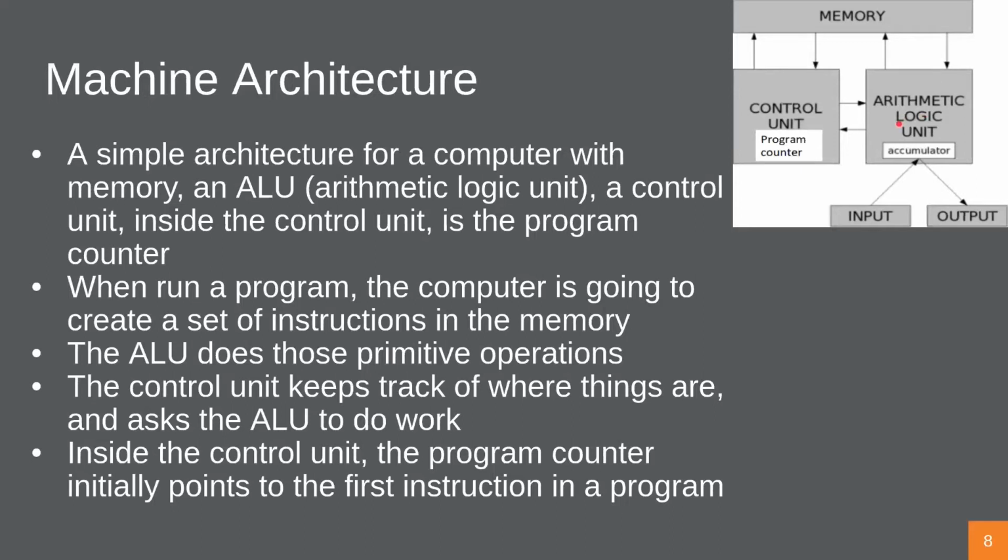When we run a program, the computer will create a set of instructions in the memory, and then the ALU will run those instructions and perform those calculations, and the control unit will keep track of where we are in the actual program. So that's in its most simple form, a basic layout of a machine.